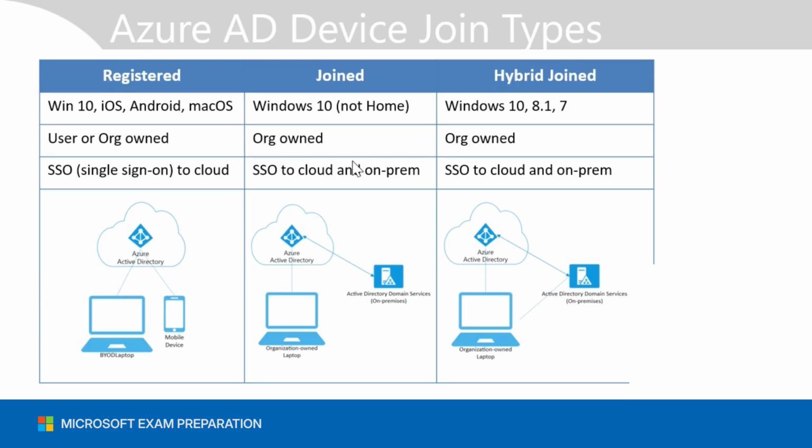And these are good to be able to sort differences for your exam. So a registered device can be Windows 10, iOS, Android, or Mac OS. Those are the allowed operating systems. Registered is sort of the first level of join type, and potentially any device that logs into Azure AD will show up as registered in Azure AD.